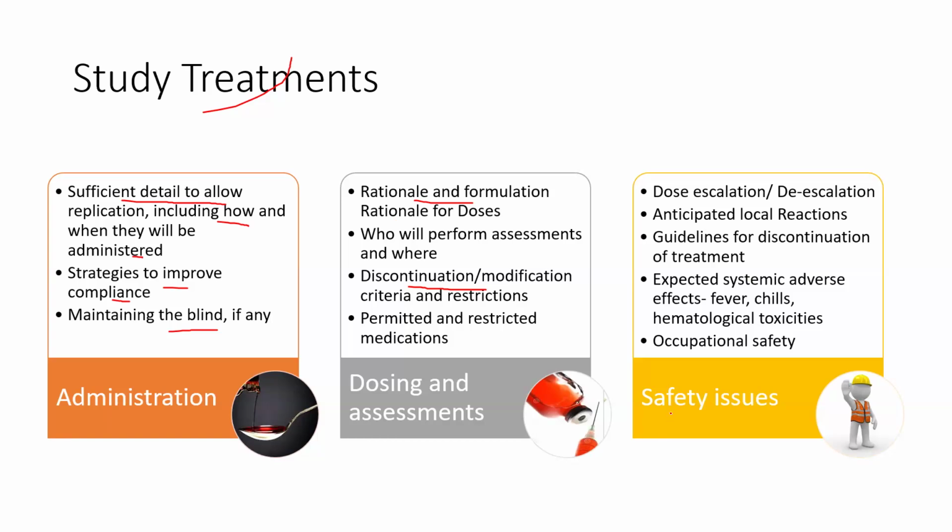Safety: how will you ensure safety? Because one of the GCP principles is the right, safety, and well-being of the subject. So there is dose escalation and de-escalation also. Like maybe you are using 10 mg, and if they see some side effect, maybe they have to come down in terms of dosing. There are many things, right?